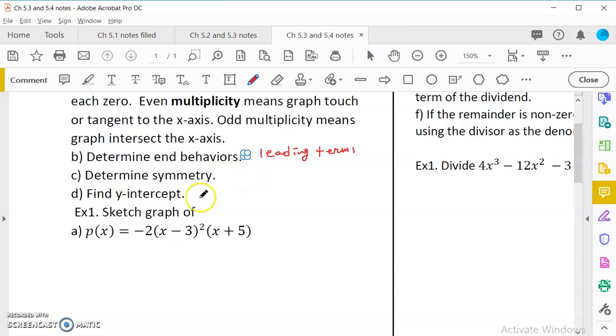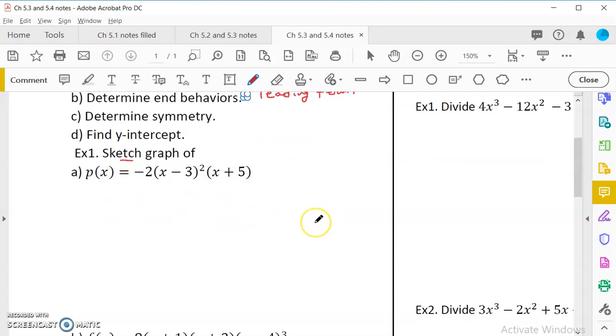And then you also find at least one point, which is the y-intercept. That's easy to find. So the x-intercepts are the zeros, the y-intercept is one point, and then look at multiplicity and end behavior. You gather all this information and you can sketch a graph, though you cannot graph accurately.